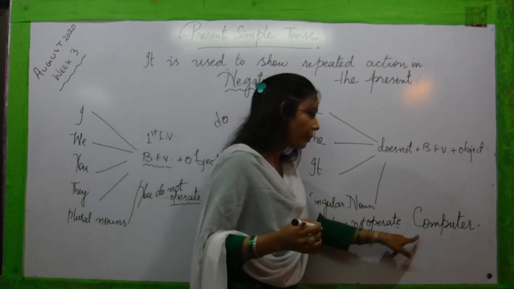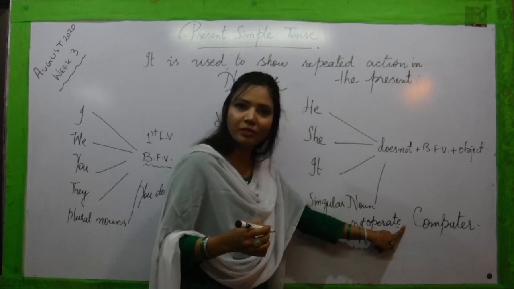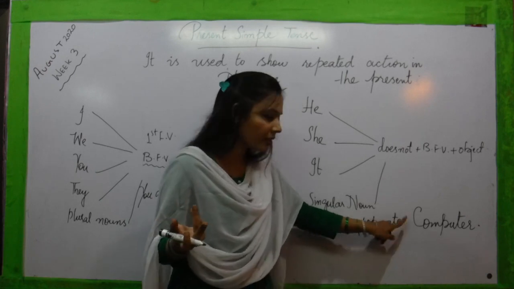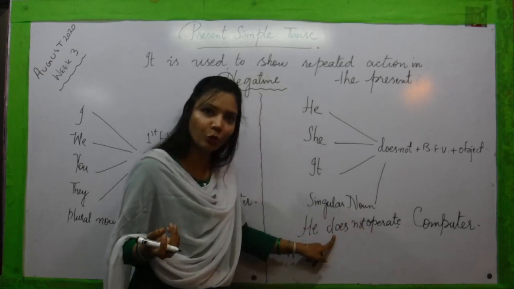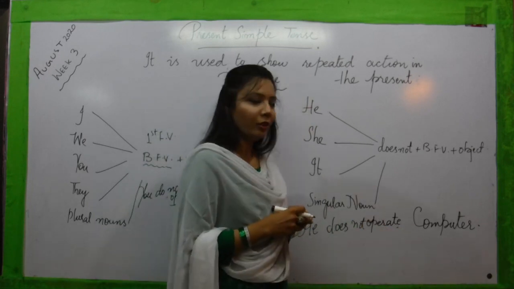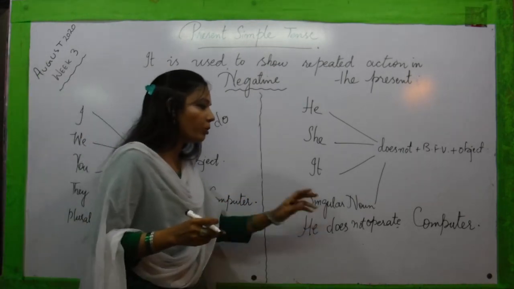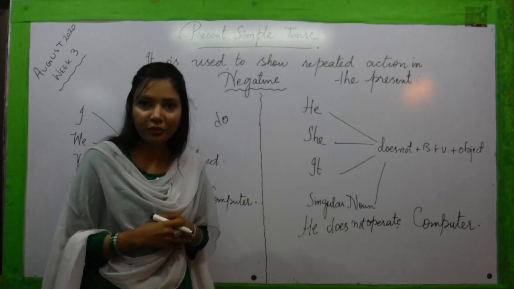He does not operate computer. Does? Can you see any S? No. Where is that S? It has come to be with do. That is why there is no S. Okay. So, you do not operate computer, he doesn't operate computer. This was the negative sentence.